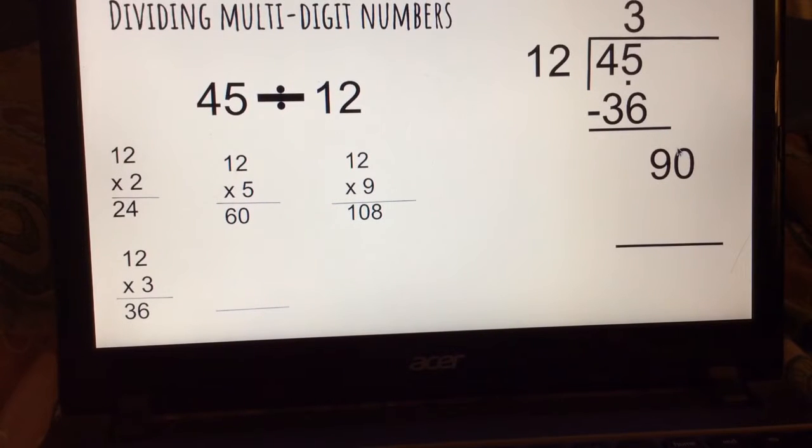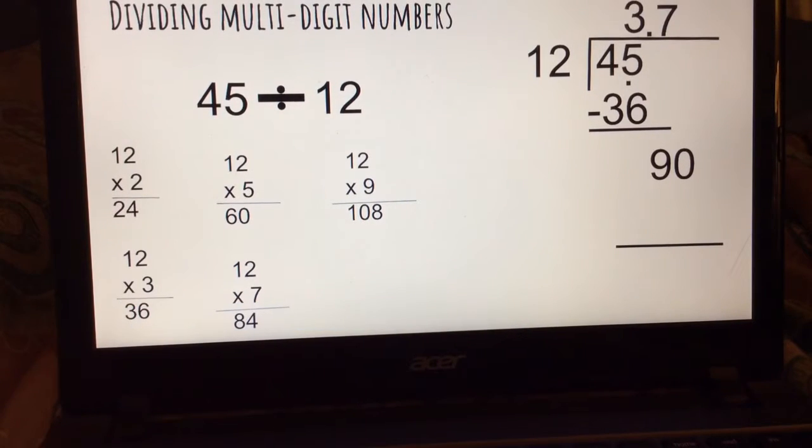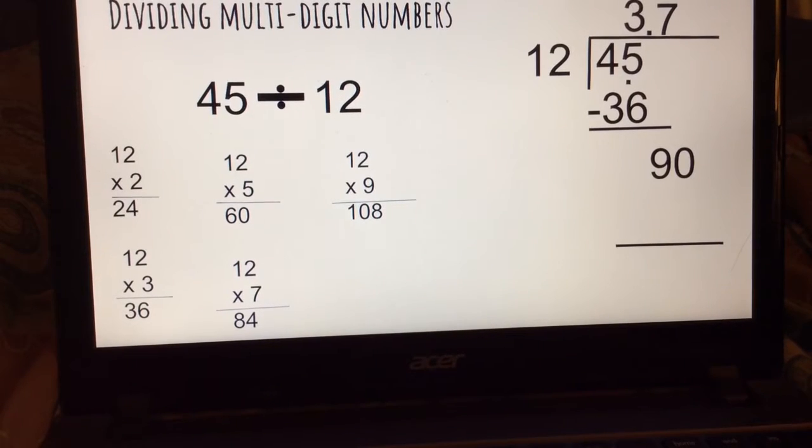So now I have 90. But if I look over here, I already did 5 and I did 9. 9 is too big. It's kind of close. 5 is definitely too small. So I need something in between. So I'm going to go with 7 and see what I get. And it gives me 84. 84 is really close, so I'm going to use that one. So I put my decimal, my 7 up there, and then I'm going to subtract my 84. And after I subtract my 84, I get 6 left over.